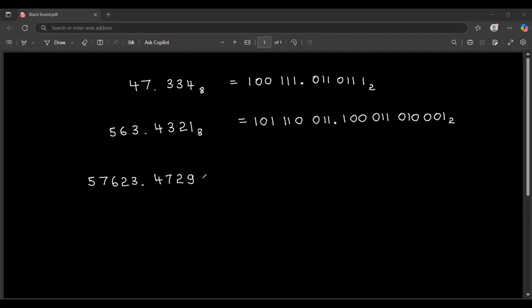57623.4729. No 9. We can't have 9. 57623.4735 to the base 8. So that will be equal to 10111111010111011 to the base 2.